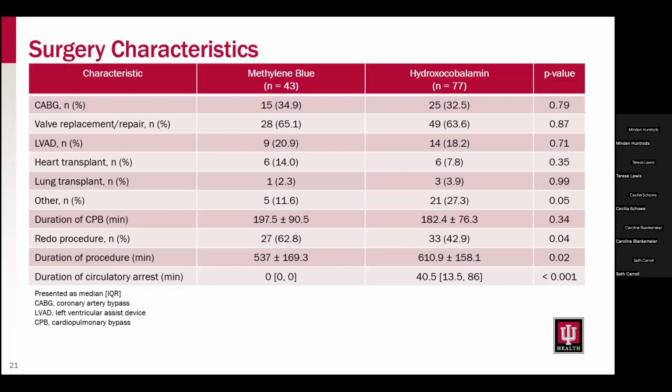Patients did on average have almost around 200 minutes of bypass time, and that was not statistically different. There were more patients in the methylene blue group that did have redo procedures, which could indicate that these patients may have been a little sicker. And the procedure time was also a little bit longer in the hydroxocobalamin group. And then the patients in the hydroxocobalamin group also had a longer duration of circulatory arrest.